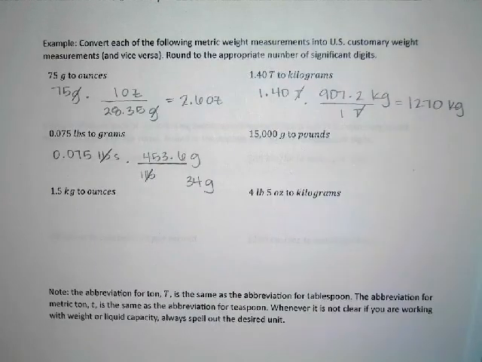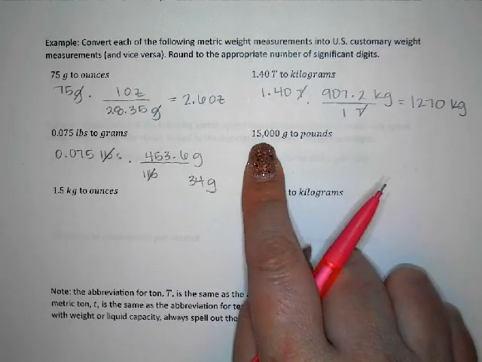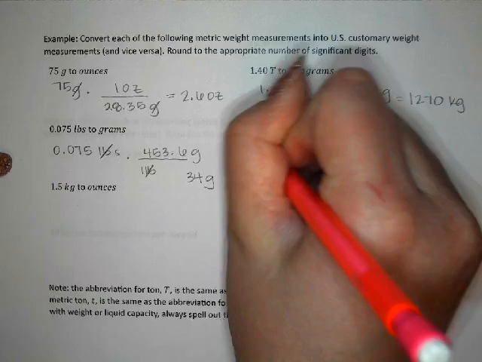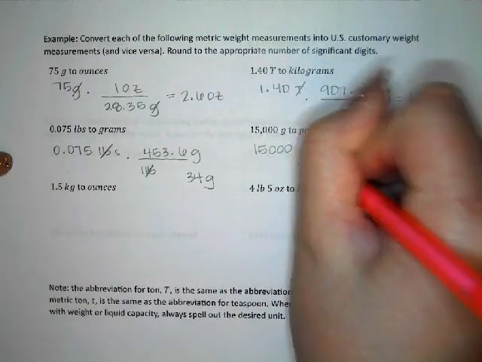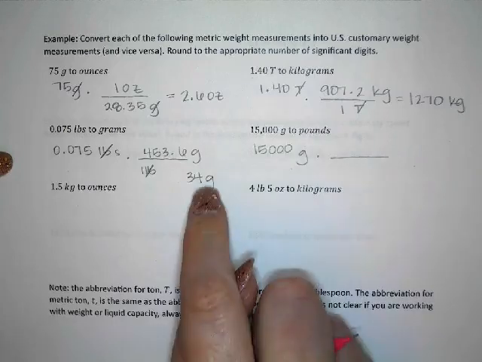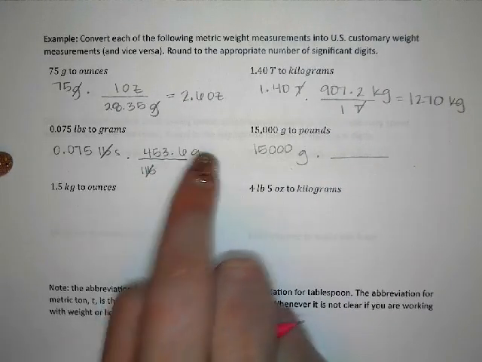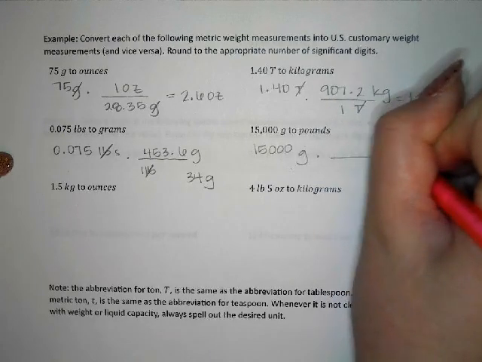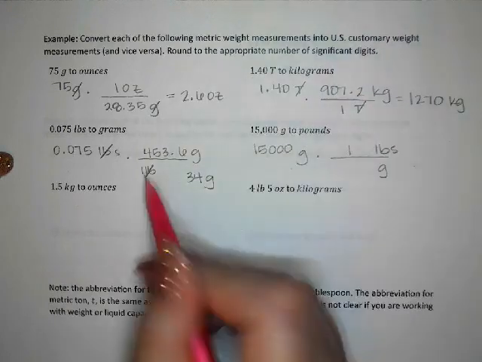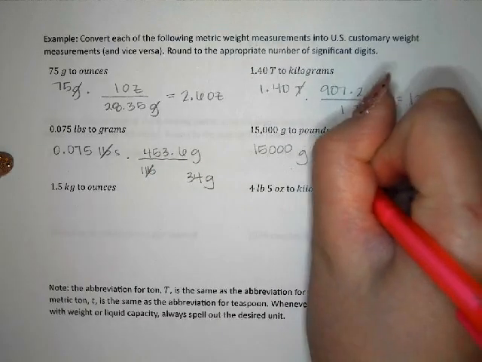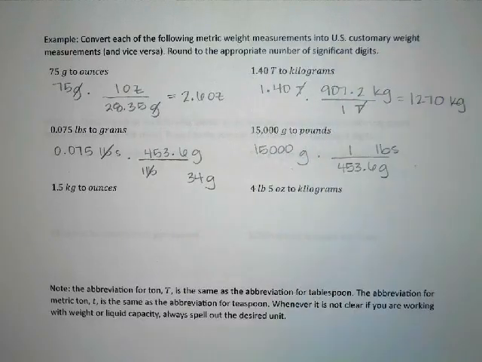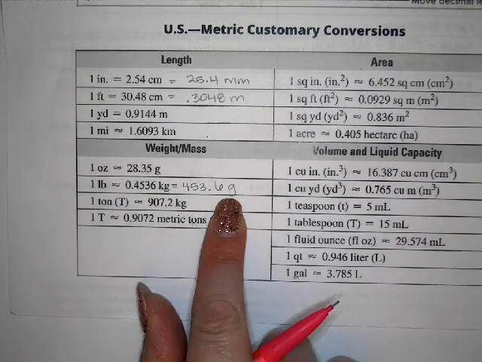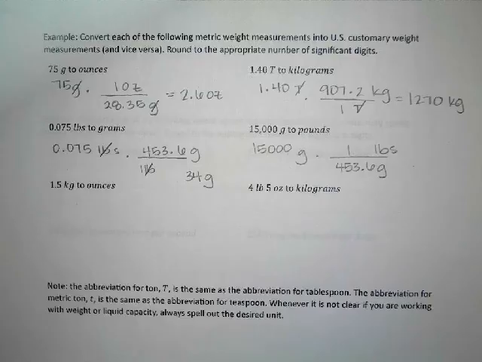All right, 15,000 grams into pounds. And we're going to use this same conversion we just did, the grams and pounds. So we're going to cancel out the grams, we're going to introduce the pounds, and it was 1 pound for 453.6 grams. And I can look at my table, I had added this number in here, 1 pound, 453.6 grams. I'm going to divide those.